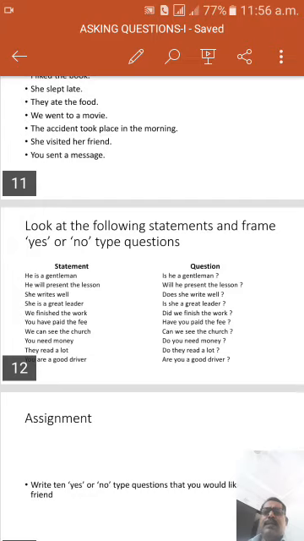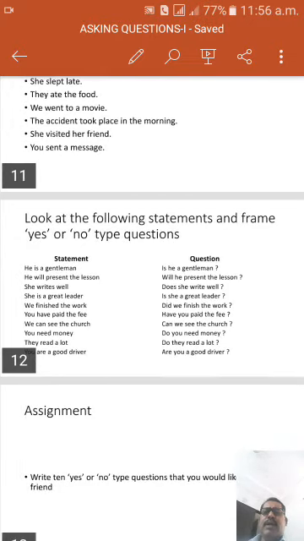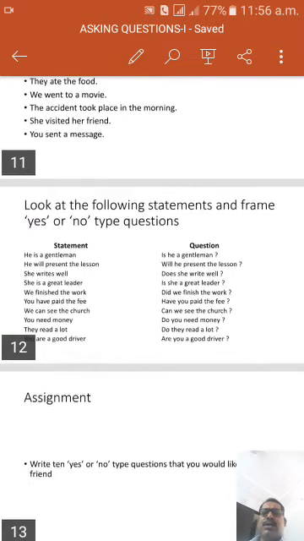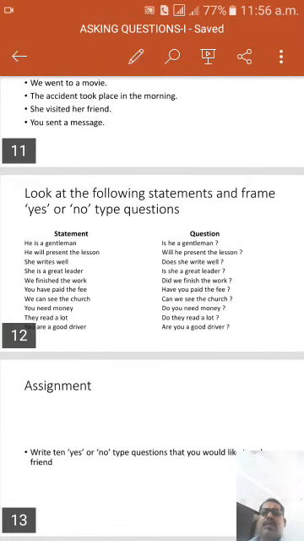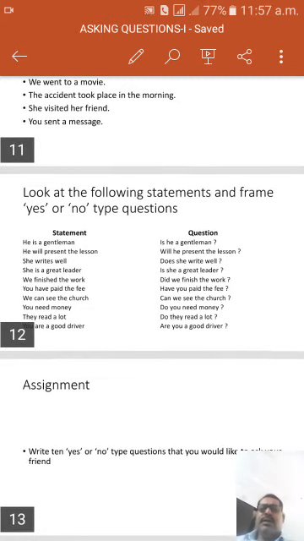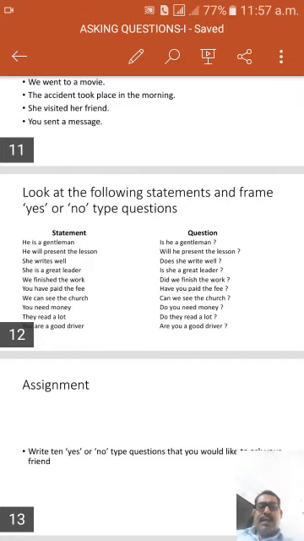We finished the work. Did we finish the work? You have paid the fee. Have you paid the fee? We can see the church. Can we see the church? You need money. Do you need money? They read a lot. Do they read a lot? You are a good driver. Are you a good driver? So in this way, we changed the statements into questions.